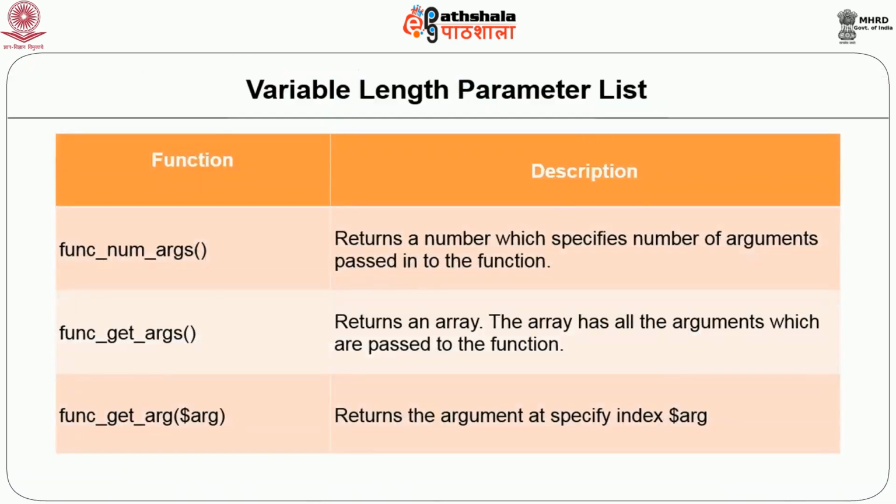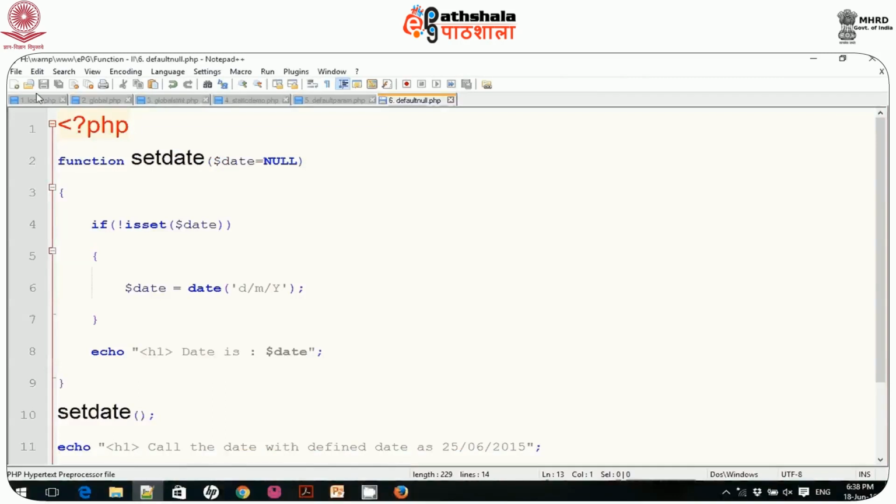Now there are built-in functions. One such built-in function is func_num_args, which returns the number of arguments passed into the function. Then two more functions are func_get_args and func_get_arg. The function func_get_args returns an array, and the array has all the arguments which are passed to the function, while func_get_arg takes an argument that specifies the index, because you have to provide $arg there. So let me take a demonstration of func_num_args, because you want to know how many arguments are passed into it.